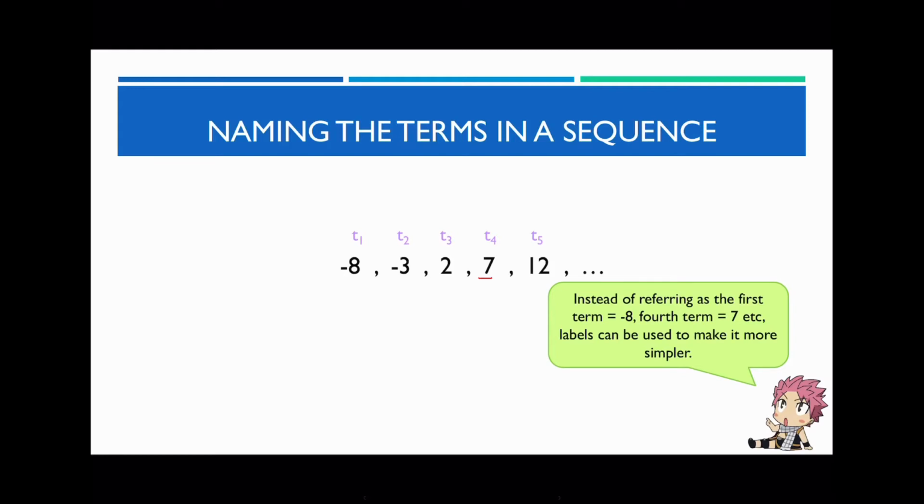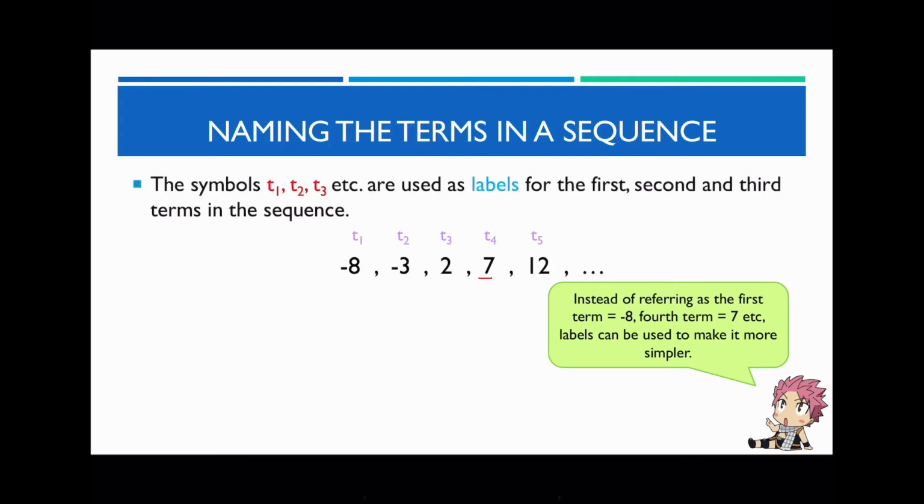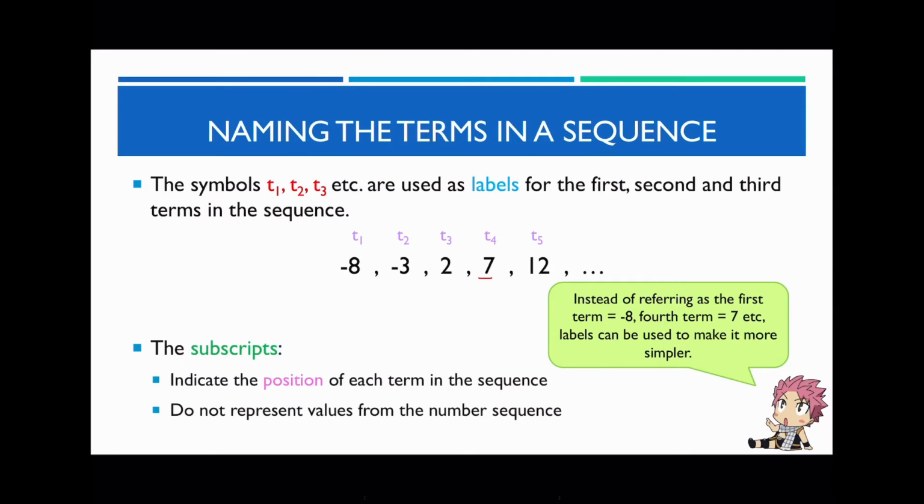So we use the letter T to represent term, and we use a subscript, meaning the smaller number next to it, to indicate the position within the actual sequence itself. Therefore the symbols T1, T2, T3, etc. are used as labels for the first, second, third terms within the sequence. So that's kind of self-explanatory. We use the subscripts to indicate the position of each term in the sequence.